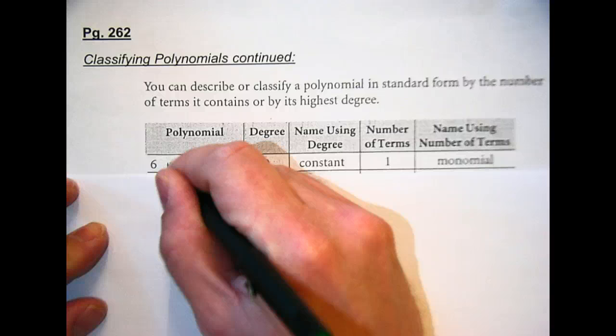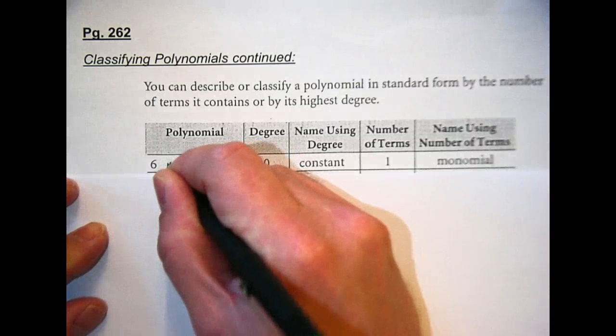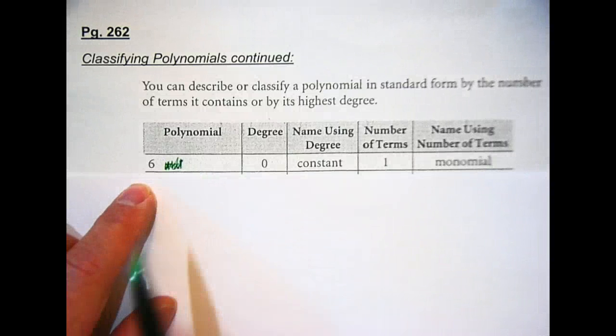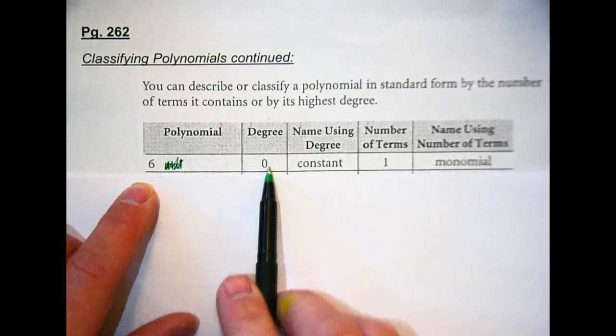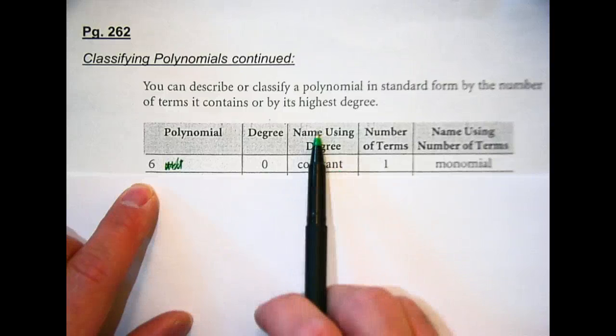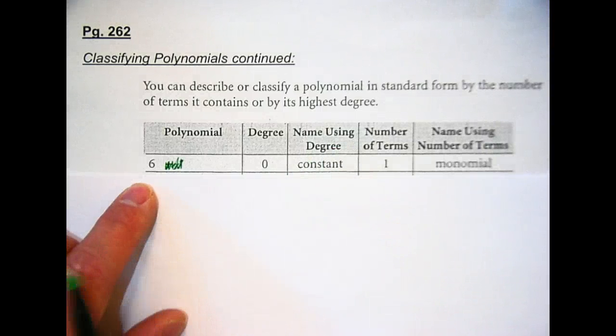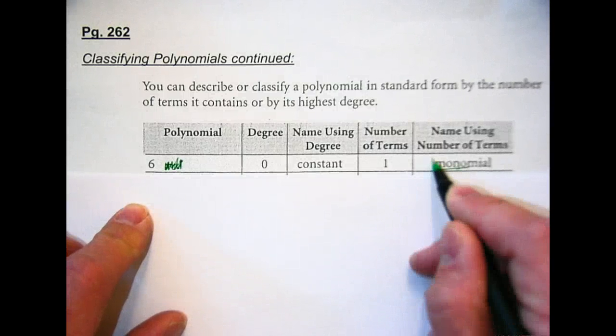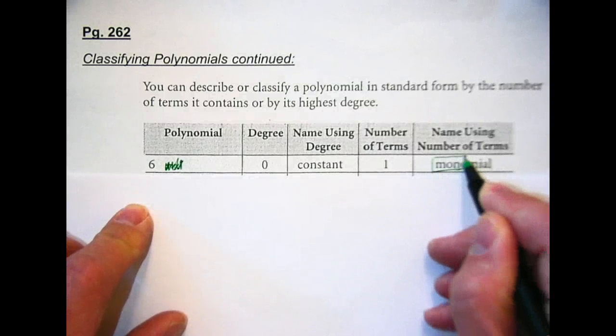Excuse me, that would be 1. We can't have that. Okay? So if I just had a constant without an x in there, the degree is 0. The special degree name is called constant. The number of terms is 1. We call that a monomial. The word mono means 1.